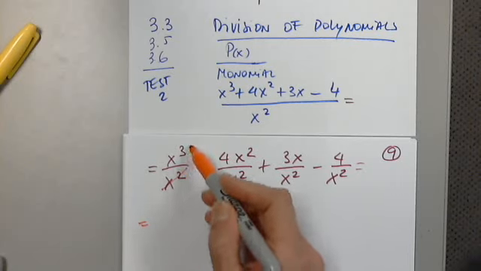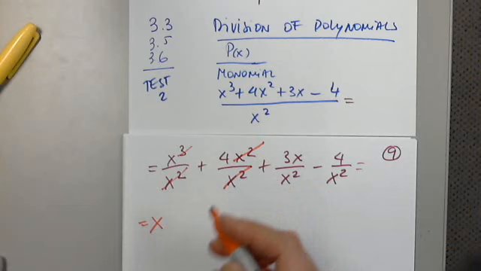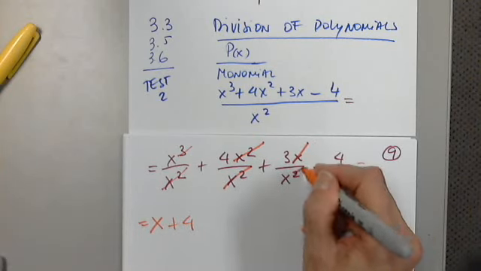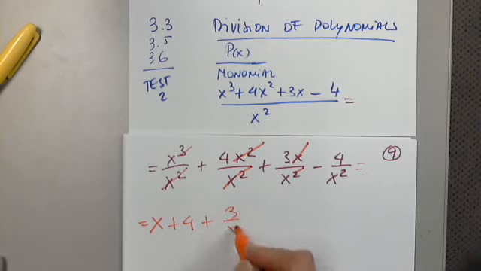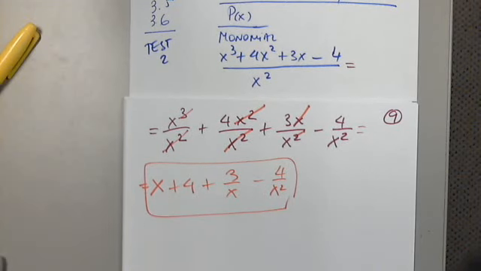I take 2 away from here with 2 from here, and I get x. I get 2 from here with 2 from here, and I get 4. I simplify 1 from the top and 1 from the bottom, so this is 3 over x, and then minus 4 over x squared. That's all I can do. I don't know why they don't present any problem like that in this section, but this is it. You don't have to do anything else.